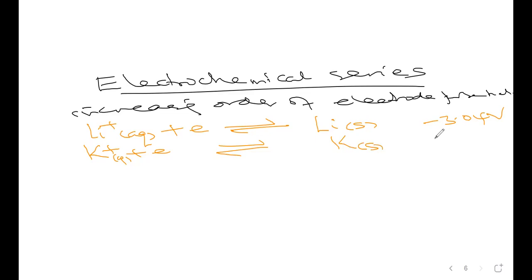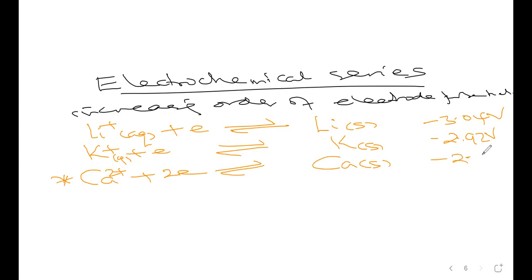Potassium has an electrode potential of negative 2.92 volts. Potassium is usually followed by calcium. I want you to be very careful here with the electrochemical series. Sodium doesn't come first. Let me ignore the states due to the space I have. So this one gives me calcium metal, and the electrode potential is negative 2.87. Calcium is then followed by sodium.